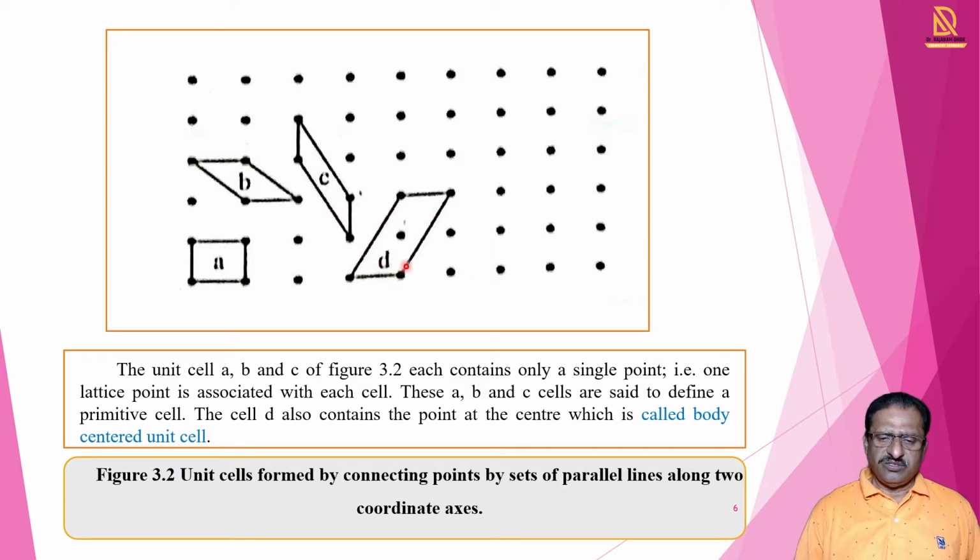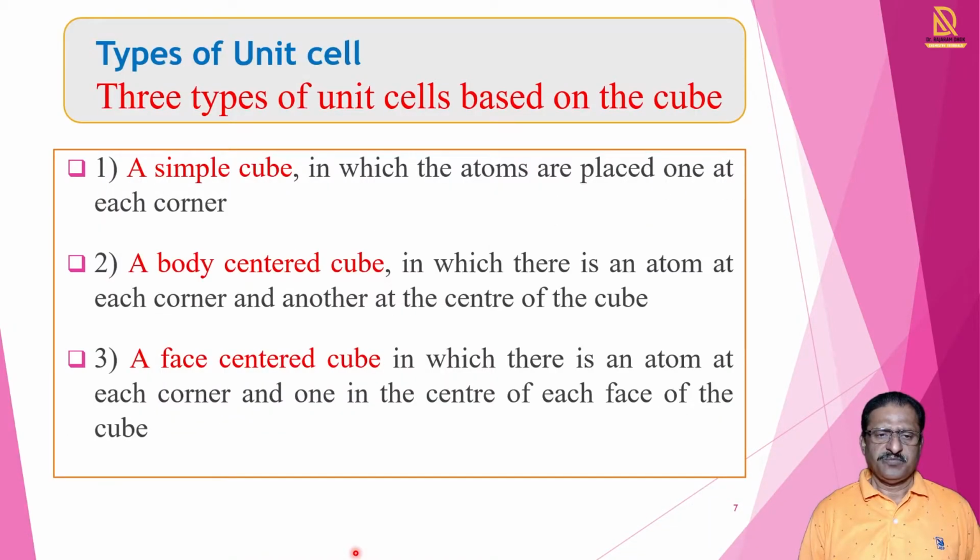Now in the fourth diagram, the D diagram, one of the ions is at the center and other ions are at the corners of the cube. So this unit shell is called a body centered unit cube. In this way, these four unit cubes or unit shells have different shapes. Out of them, A, B and C are of the same type and D is of a different type. Now we see the types of unit shell.